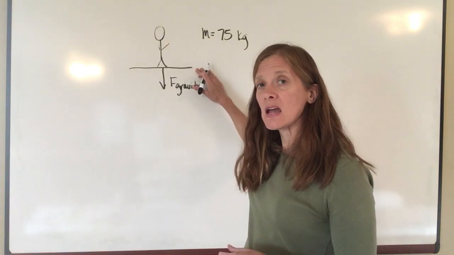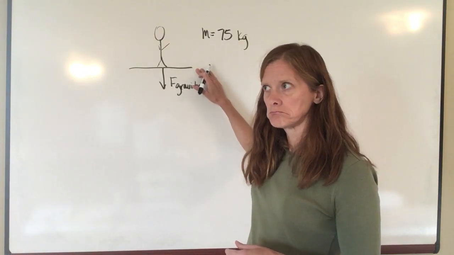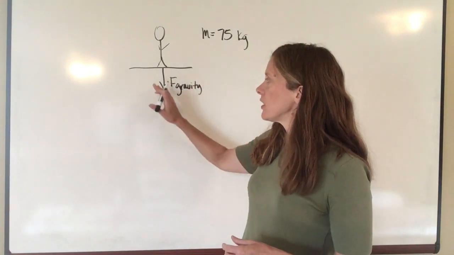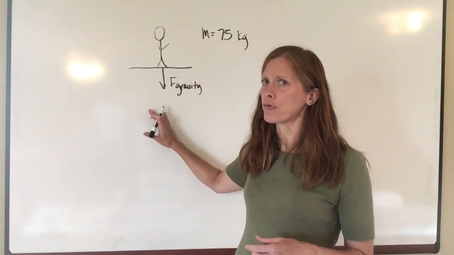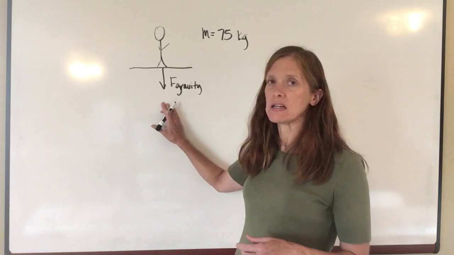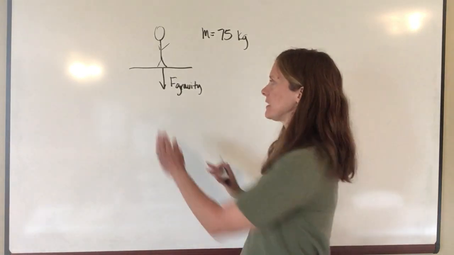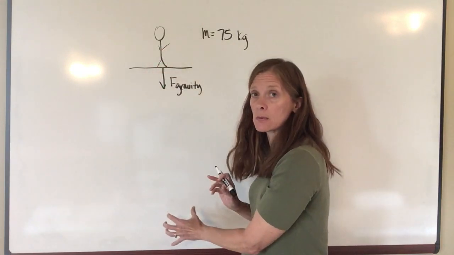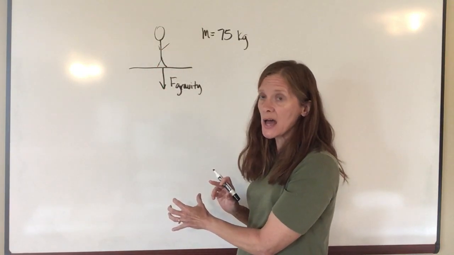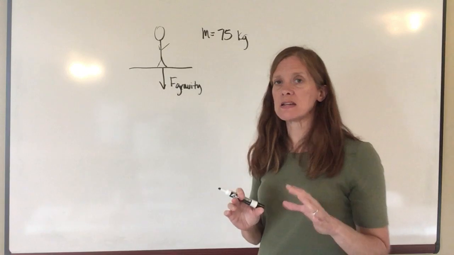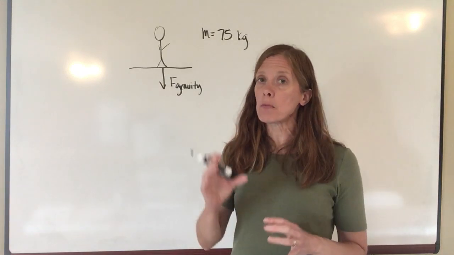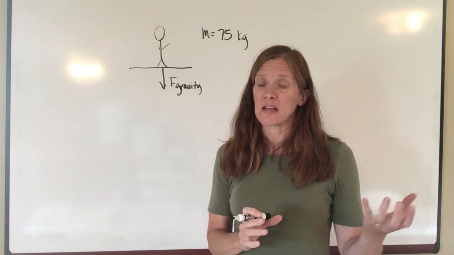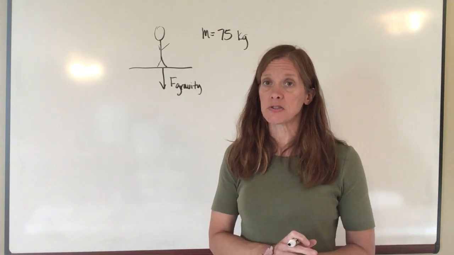However, is this man accelerating? No, he's standing still. So therefore, there has to be some other force that's acting on him besides gravity, because if this is the only force acting on him, he should be accelerating downward, but he's not. So if he is standing still, that means that the sum of all the forces acting on him must be zero. That's what Newton's second law tells us.